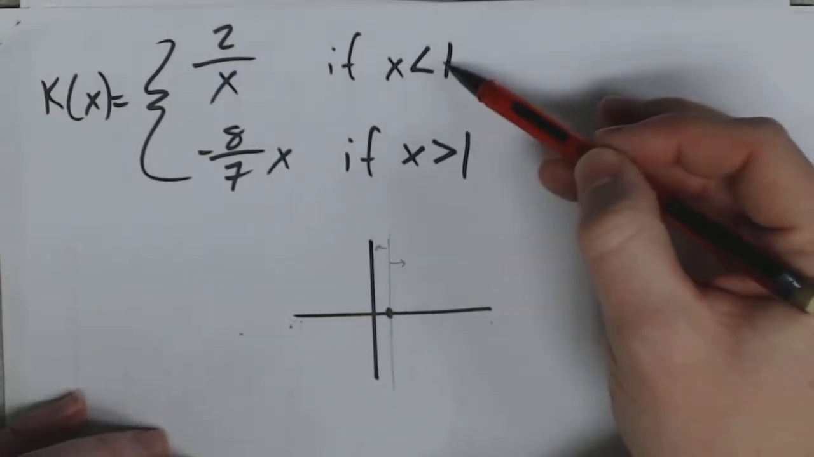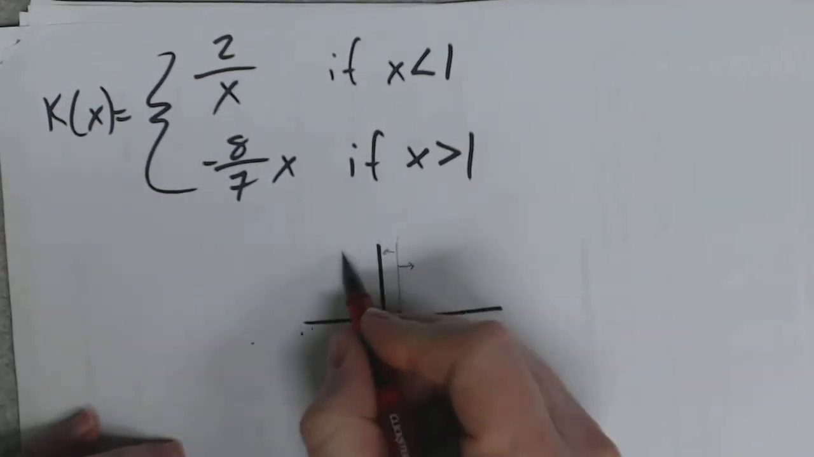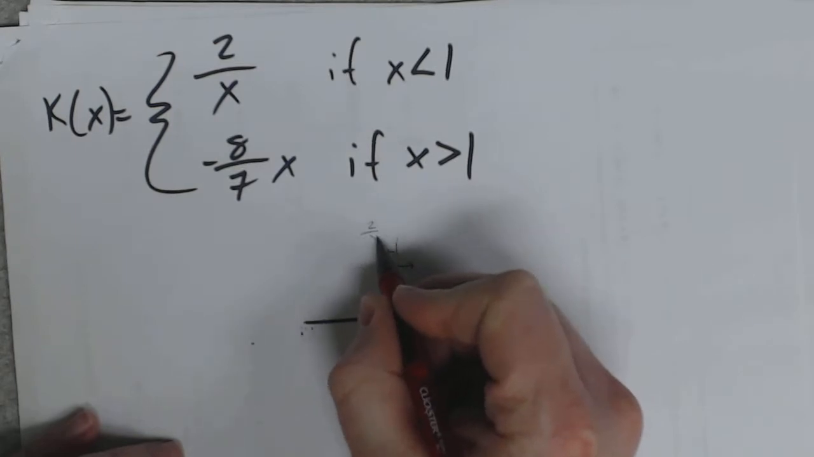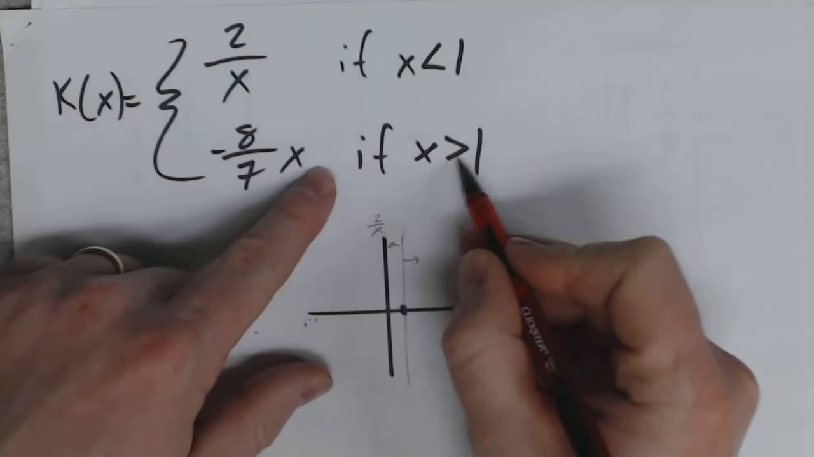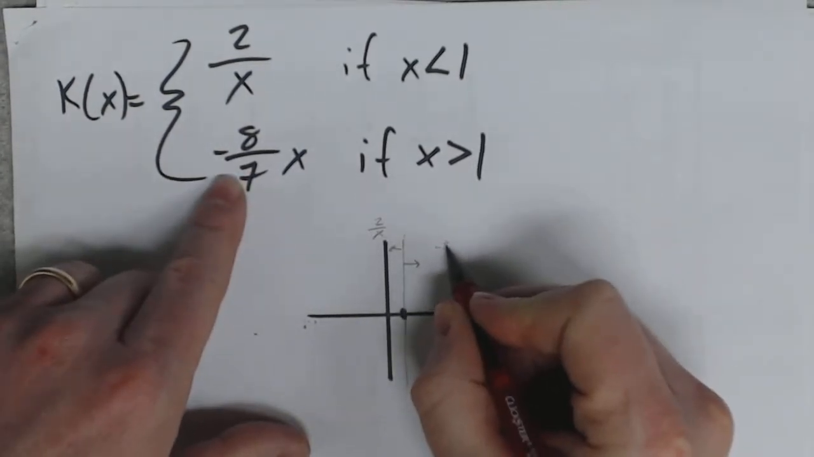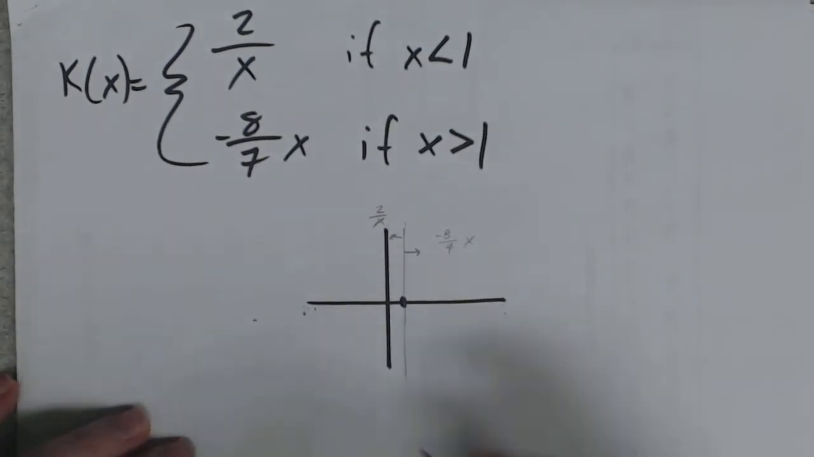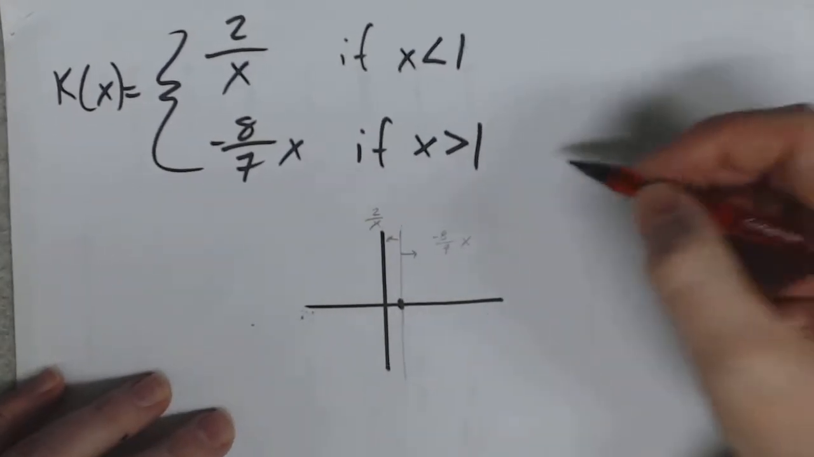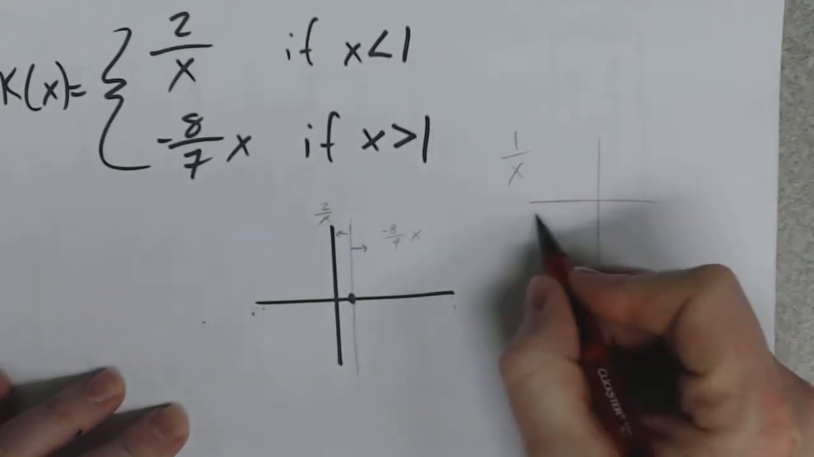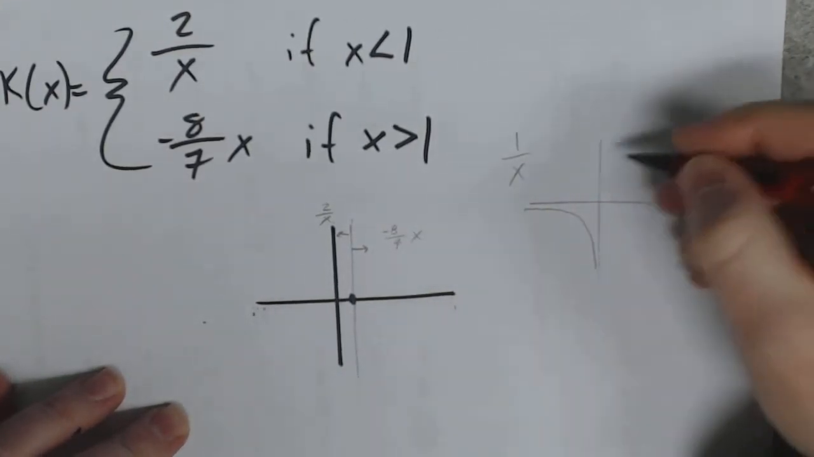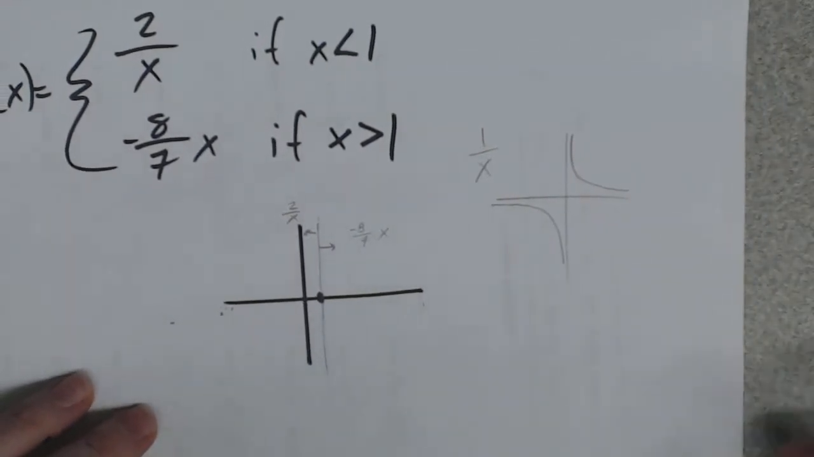Now, if x is less than 1, you're talking about to the left. So that side should be the 2 over x graph. And to the right is greater than 1, so it's the -8/7 x. Now you have to think about how you graph these. Well, you remember what the 1 over x graph looks like. It should look something like this. You should have that in your notes somewhere.